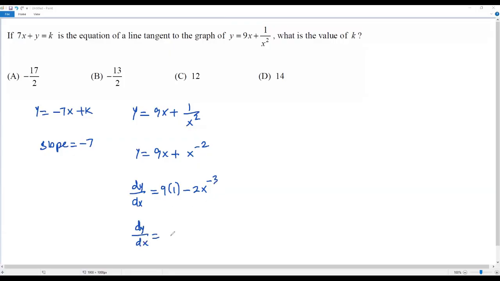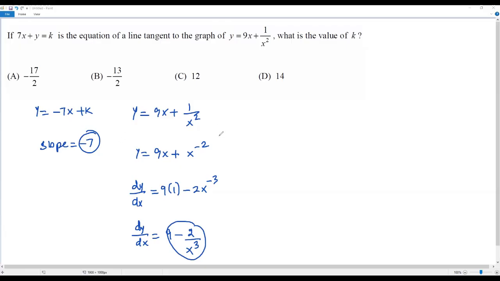Now let's do some simplification. dy/dx = 9 times 1 is 9, then -2, and here we have the exponent negative. To make this exponent positive, we have to move this term to the denominator. Then I'm getting 9 - 2/x³. Now I got the derivative dy/dx from the equation of the curve. The result of dy/dx here represents the slope of the tangent line. Already we got the slope of the tangent line by writing the given equation of the tangent line in slope intercept form, that is -7. So this 9 - 2/x³ and this -7 both represent the same thing, the slope of the tangent line.